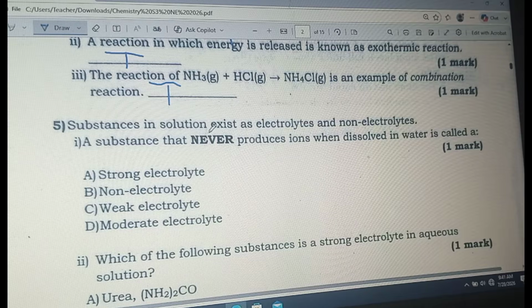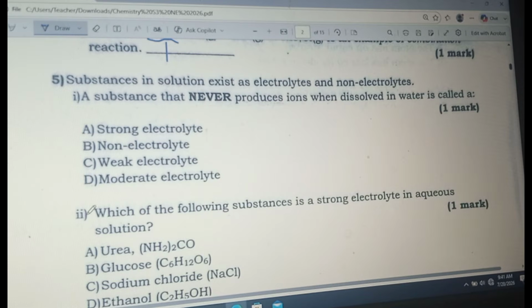Question 5. Substance in solution exists as electrolyte and non-electrolyte. I1, a substance that never produces ion when dissolved in water is called the substance that does not produce ion when dissolved in water is this one, non-electrolyte. Non-electrolyte does not produce any ions.